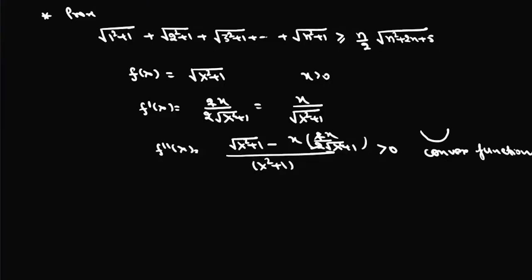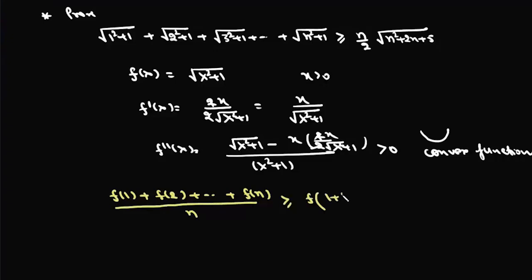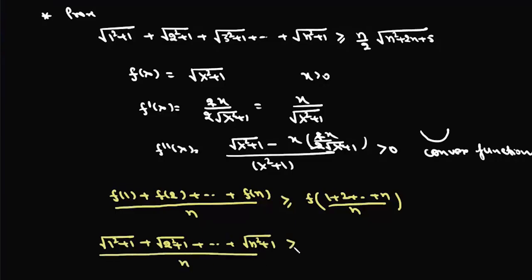Now we are going to use Jensen's inequality for this function. We can write (f(1) plus f(2) up to f(n)) by n will be greater than or equal to f of (1 plus 2 up to n) whole divided by n. Now f(1) is under root of 1 square plus 1 plus under root of 2 square plus 1 up to under root of n square plus 1 divided by n, and will be greater than or equal to f of (n plus 1) by 2.